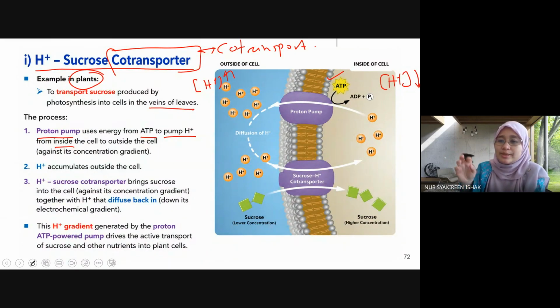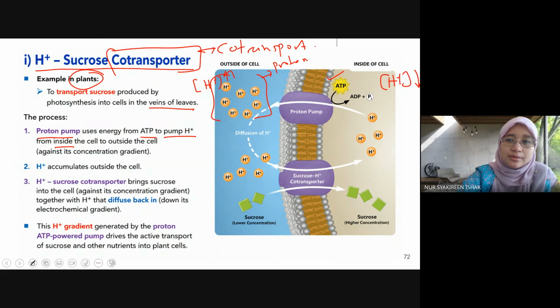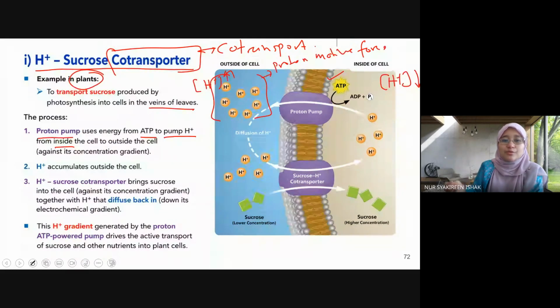Once the proton pump pumps the hydrogen ion from inside to outside the cell, there will be an accumulation of hydrogen ion outside. So this is a form of energy. We call this energy proton motive force. Hydrogen ion accumulates outside the cell.